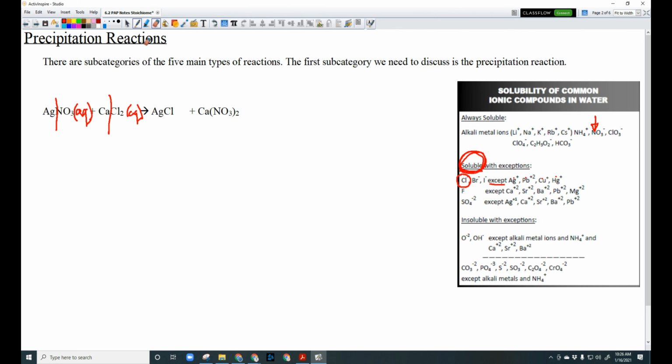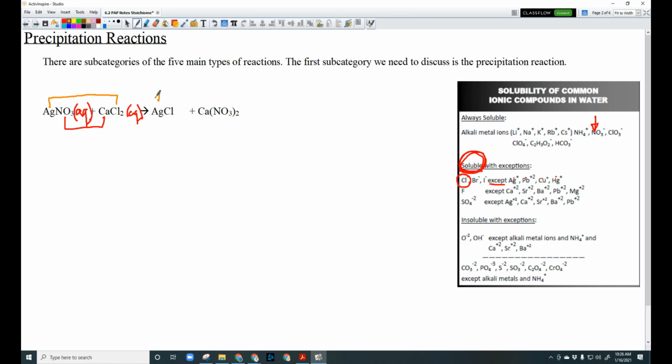So remember, when we mix these together, it's inside outside because this is a double replacement reaction. So we're going to bond these two. Let me change colors. And then we're going to bond these two. So that's how we get silver chloride here and then calcium nitrate here. Now remember, we don't bring over these subscripts.